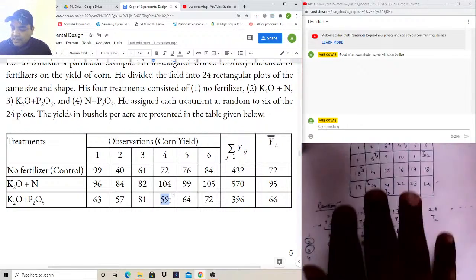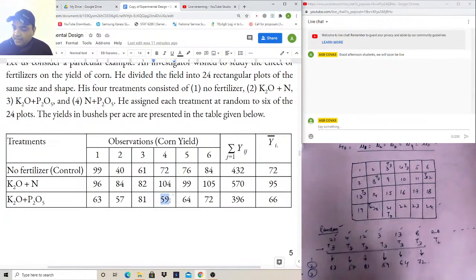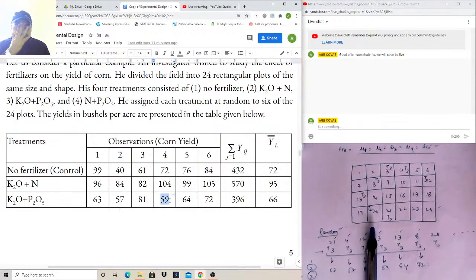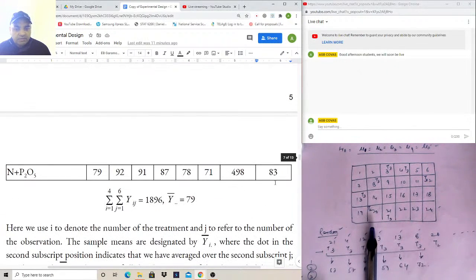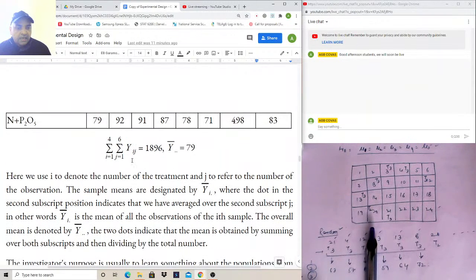So this was the randomization scheme he has obtained, and this type of design is known as CRD, that is, one way ANOVA. Only treatments are there, and these are the replications or observations he observed. So what will we be doing? Here sigma Yij is the sum of these, and Yi dot is the mean of all these. So this will be equal to 72. Similarly, we will find the mean for all the treatments. And the total sum will be 1896 and your overall mean is 70.